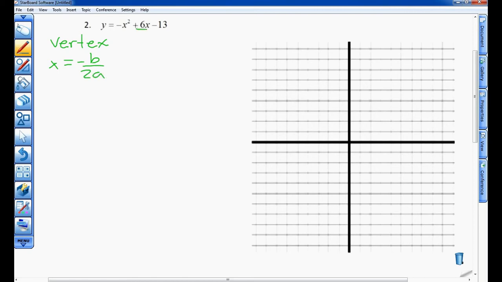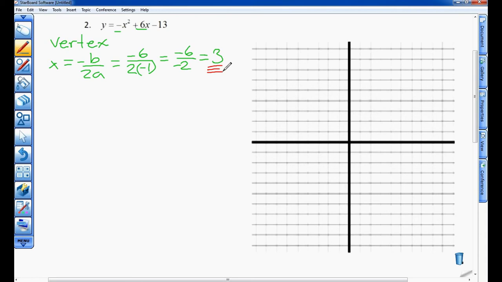Well, my b value is 6, and my a value in this case is negative 1. The 1's not there, but the negative is, so we have to do negative 1. So negative b over 2a, b is 6, so negative 6 divided by 2 times a being negative 1. So negative 6 divided by negative 2 is what that becomes, and gives us a final answer of the x-coordinate of our vertex being 3. So now we have the x-coordinate of our vertex here, which is 3.